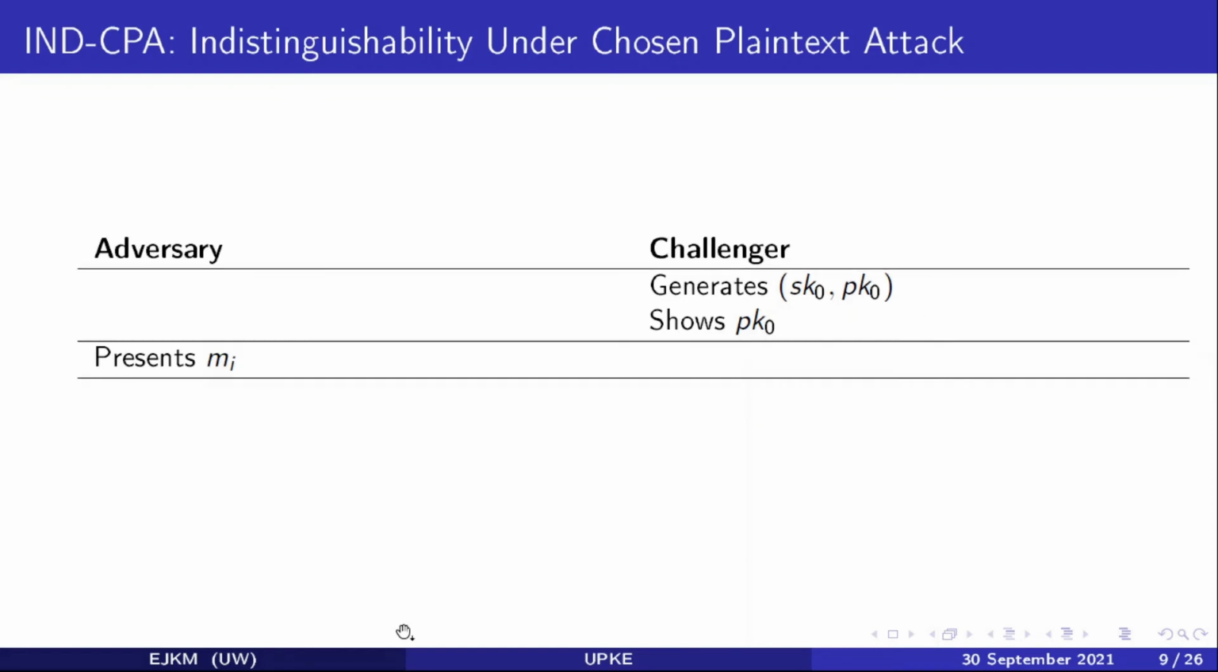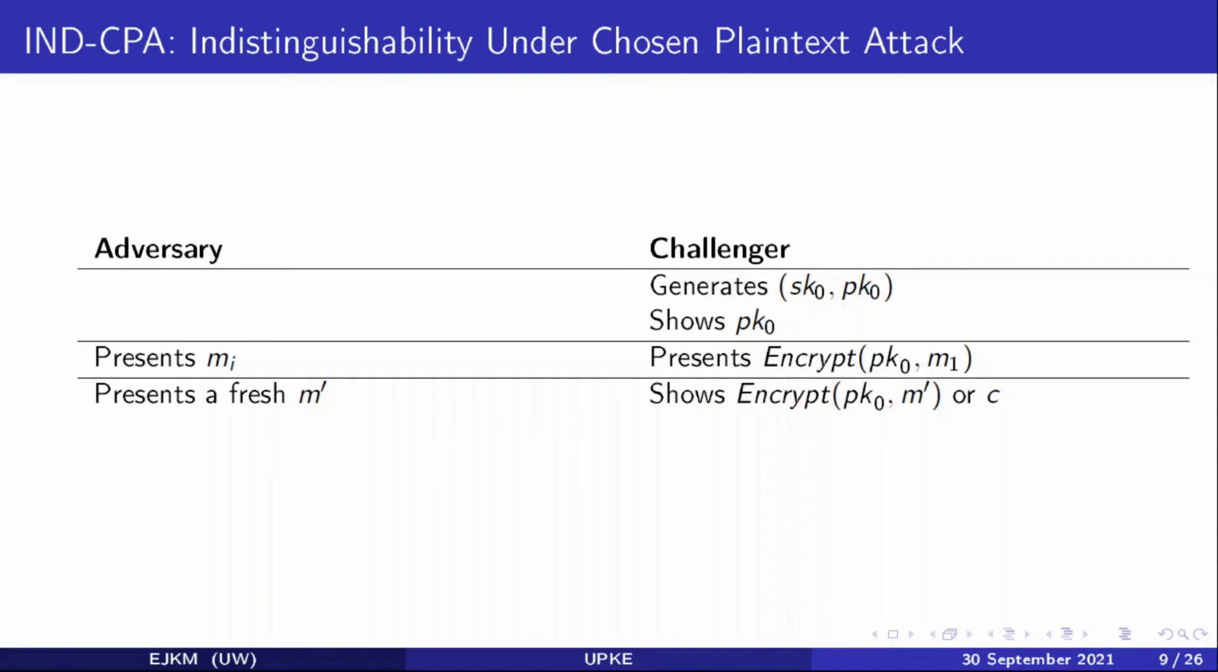And then the adversary can present a message, and for that message, the challenger must present the encryption. The adversary can repeat this step until they are satisfied. When they are satisfied, they present a final message M prime, and then the challenger can either show the encryption of that final message or just a random text. And the adversary wins if they can correctly guess the final choice of the challenger.